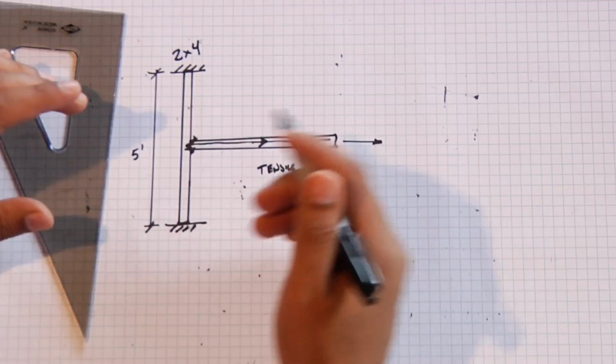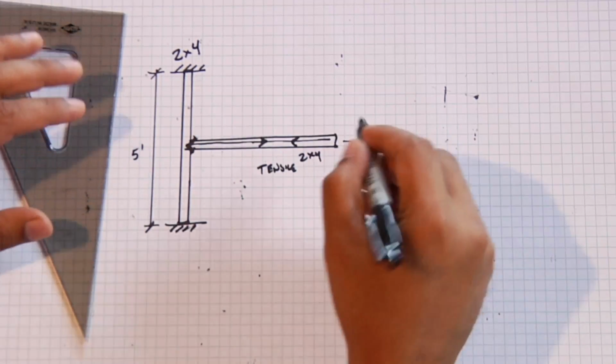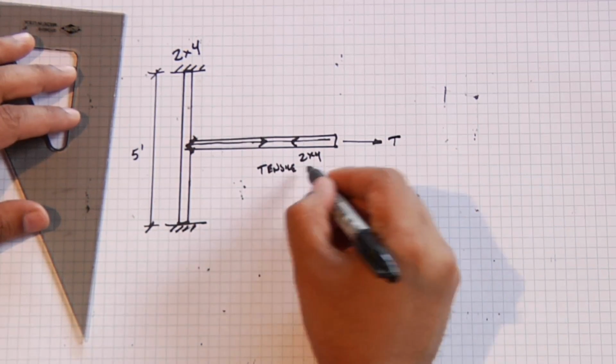If you try to pull it out, it's very difficult, because in order to pull this out, these nails have to pull out of the wood. So this is called a tensile load.